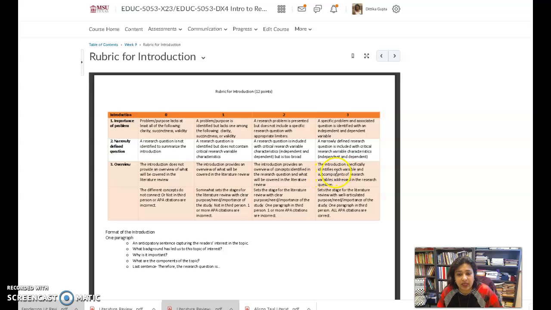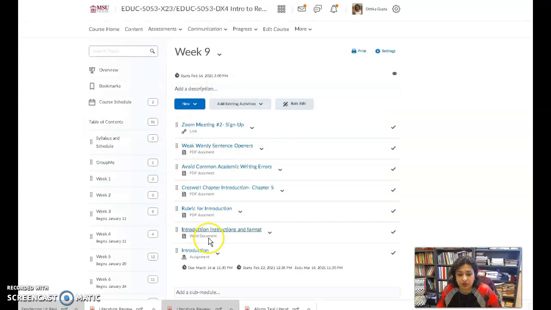Introduction specifically identifies each variable and subcomponents. So this is what comes from your headings when you're talking about the components of your research or of your literature review. And then it sets the stage, which comes from your background, purpose, and need, and it has one paragraph in third person. All APA citations are correct. So this talks about your in-text citations. They all have to be correct. Okay, this is what your introduction is about, and that is all that is due this week.